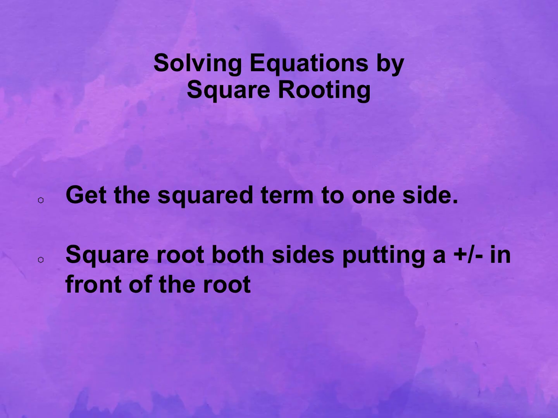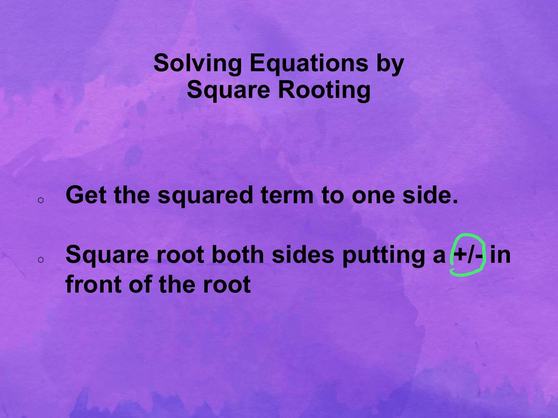So next, what we're going to do is solve equations by square rooting. So whenever you want to use the square root method, you're going to get the square term to one side of your equation. Then you'll square root both sides, and you're going to put the shortcut, which is this symbol plus minus. This is just saving you from having to write the answer one as positive, one as negative. We did this technique when we did Pythagorean theorem.